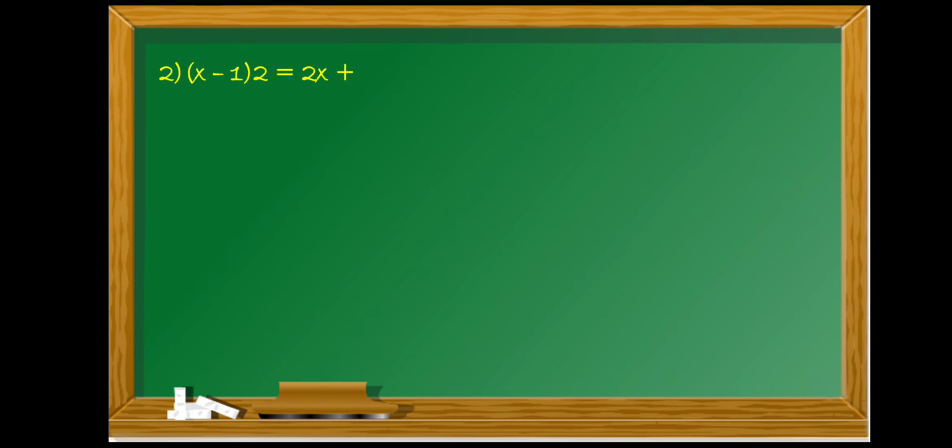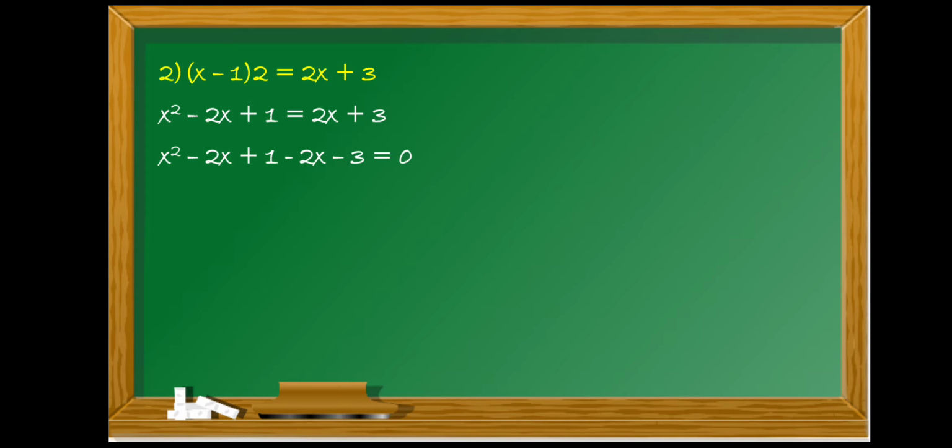Now question number 2. It is given (x minus 1) whole bracket square equal to 2x plus 3. So we have learned the formula (a minus b) whole bracket square. The formula states that a square minus 2ab plus b square. So we are going to put that formula on the left hand side. We'll get x square minus 2x plus 1 equal to 2x plus 3 as it is.